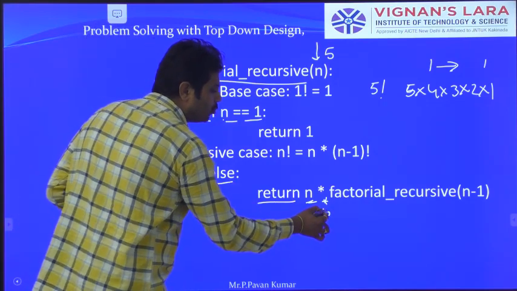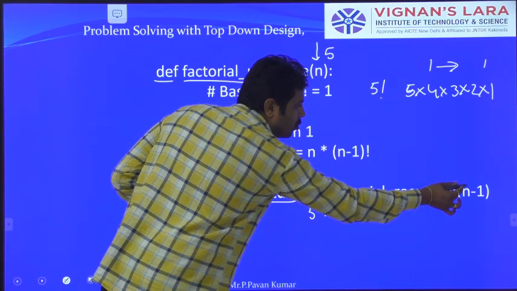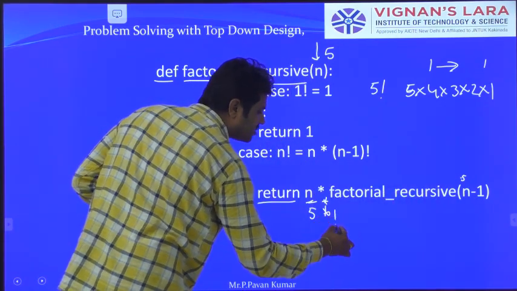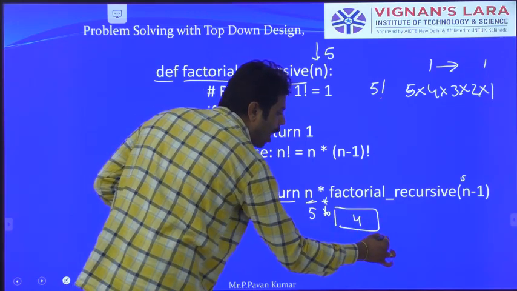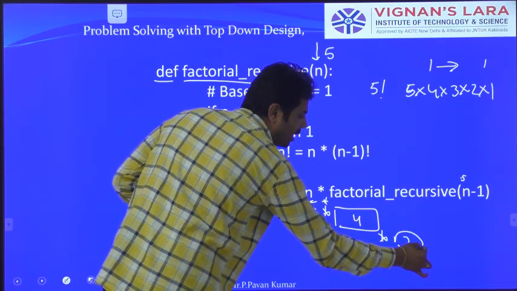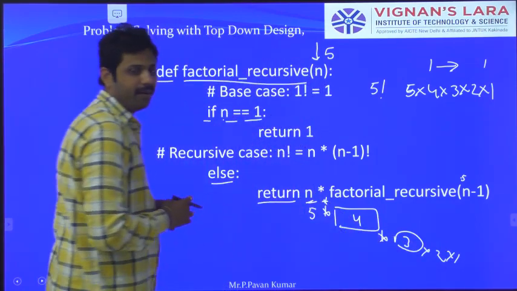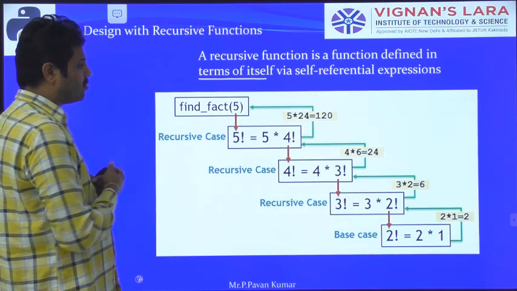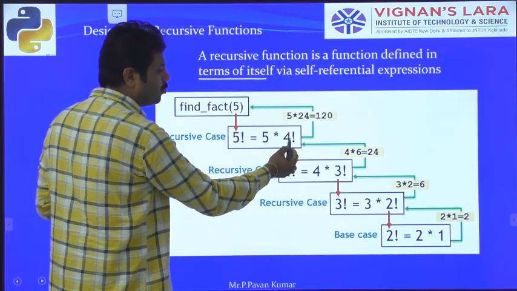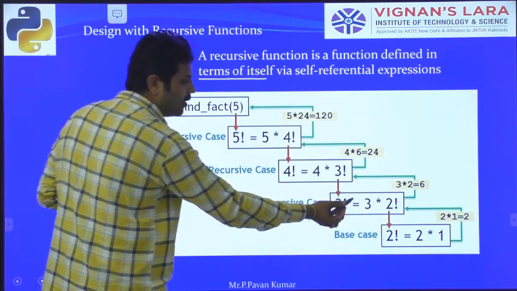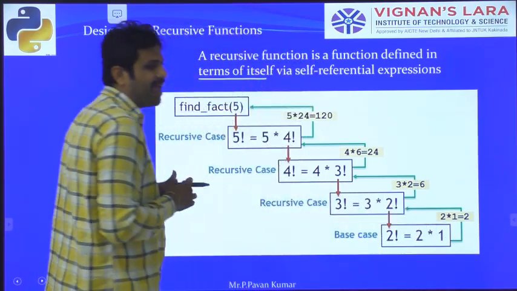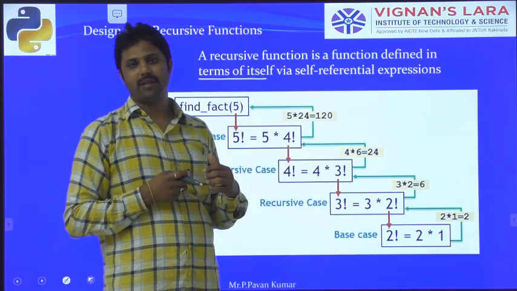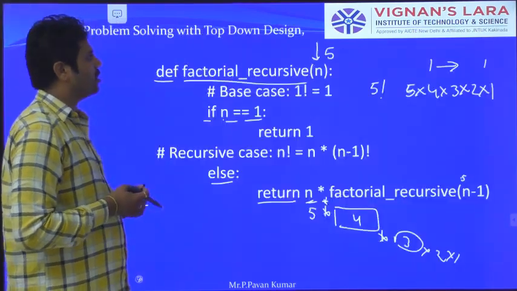5 into factorial of recursive, that means 5 minus 1. That means here in the next stage you have 4. After that 3. After that 2. And finally 1. Like this you are going to solve the problem. Here let us see 5 factorial: 5 into 4, 4 into 3, 3 into 2, 2 into 1. Again you are calling the same function without writing the code for that. So this is called recursive function.